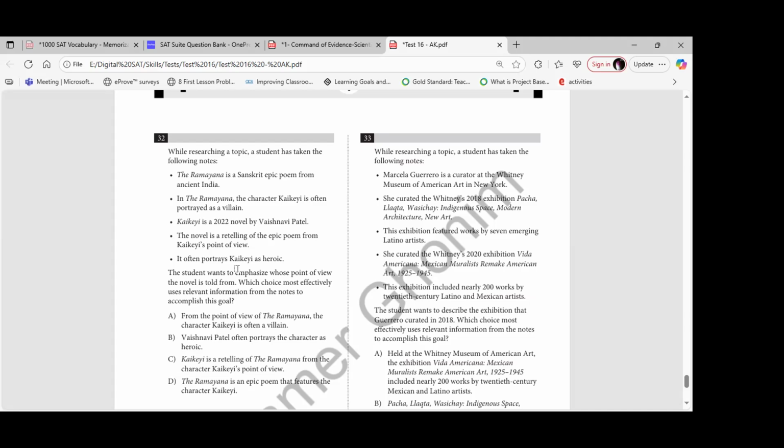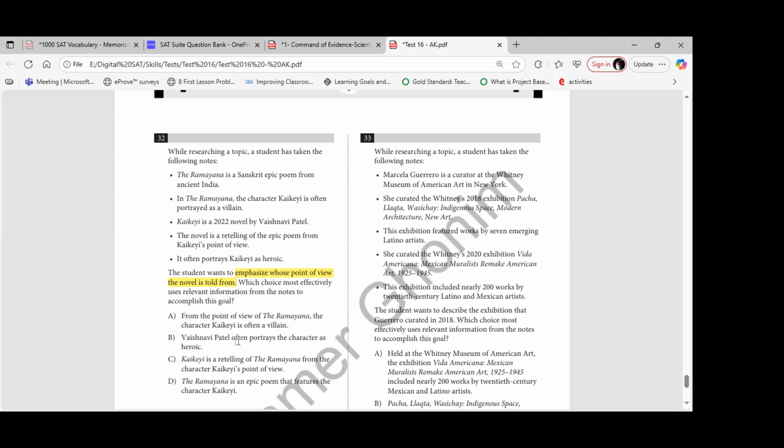Again, what is the goal? You want to emphasize whose point of view the novel is told from. Option A: from the point of view of the Ramayana, the character Kaikeyi is often a villain. He wants the point of view. I think it is not A, because it says from the point of view, but doesn't mention whose point of view.